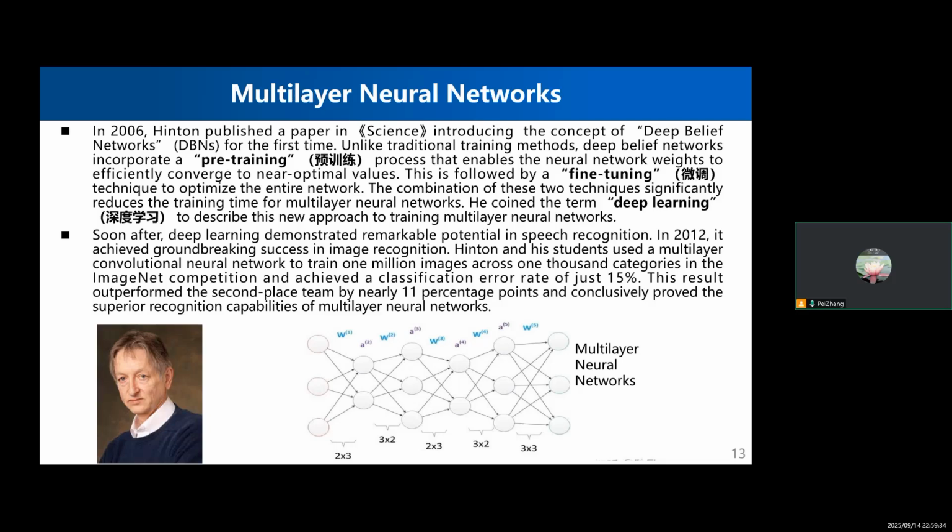Soon after, deep learning demonstrated remarkable potential in speech recognition. In 2012, it achieved groundbreaking success in image recognition. Hinton and his students used a multi-layer convolutional neural network to train on 1 million images across 1,000 categories in ImageNet and achieved a classification error rate of just 15%. This result outperformed the second-place team by nearly 11 percentage points and conclusively proved the superior recognition capabilities of multi-layer neural networks.